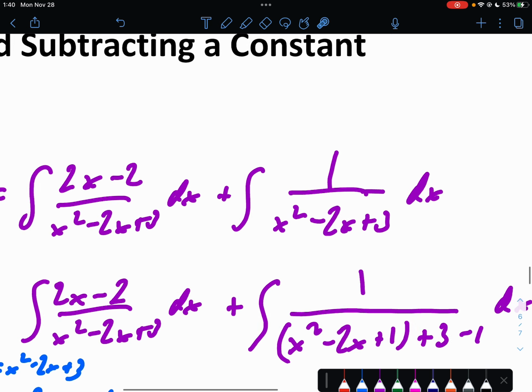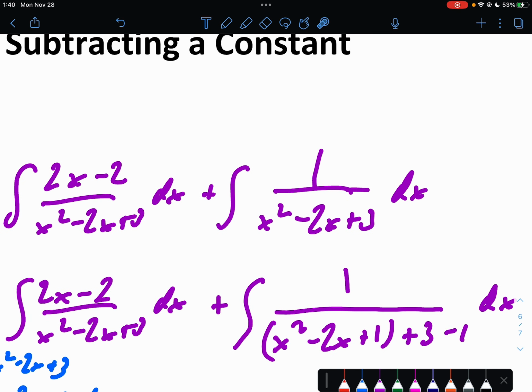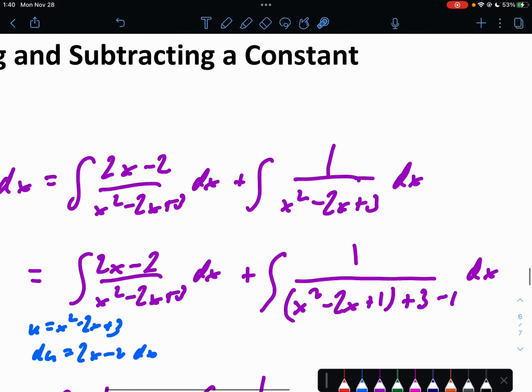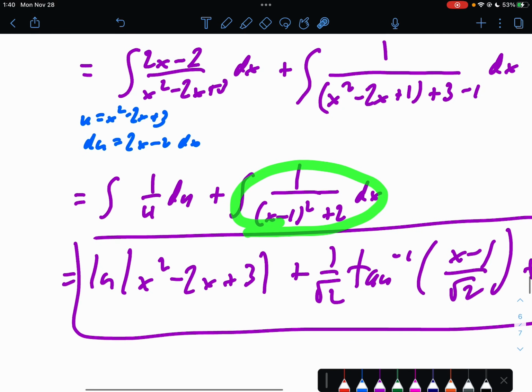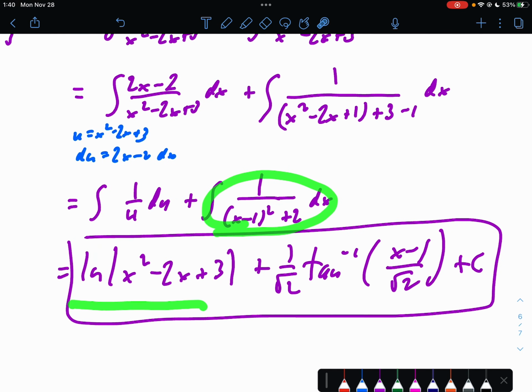All right, and the second integral, I complete the square. So you can see I did complete the square here. The first integral, I can use substitution. Substitute for the whole denominator, and the numerator becomes what I have left. So a little bit of integration, and then a little bit of completing the square here will leave me with a natural log and a tangent inverse plus c.